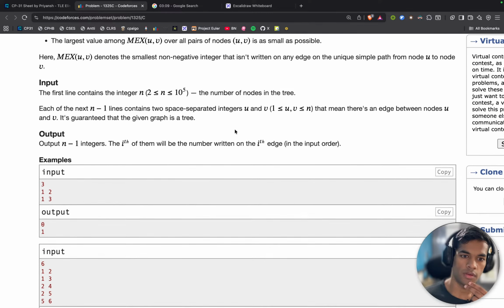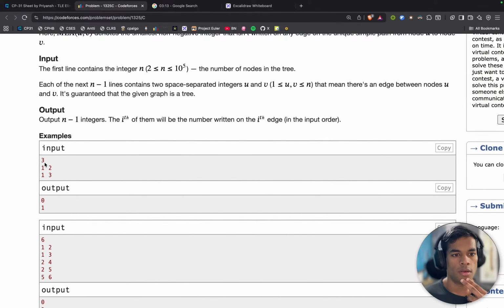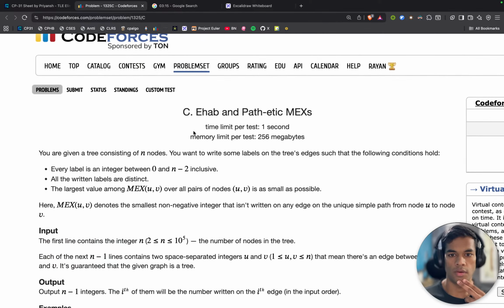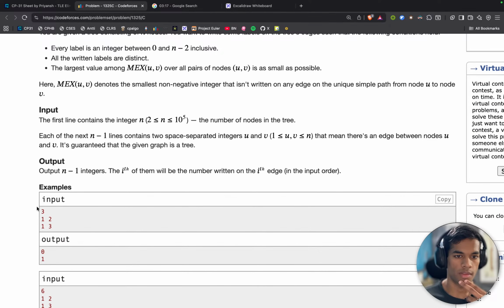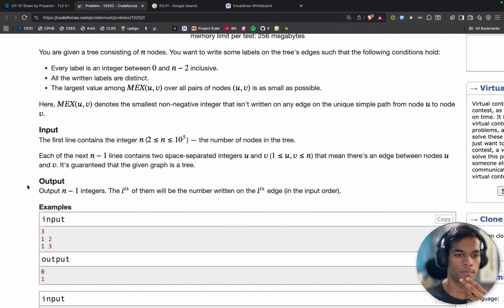How can we not make it equal to n minus 2? For 3 and 1 second, okay. I was not saying wait 1 second, I was saying 1 second is written here. Output n minus 1 integers. Okay, what is the edge? Label for the edge here. What is the label for the edge between these 2 points?